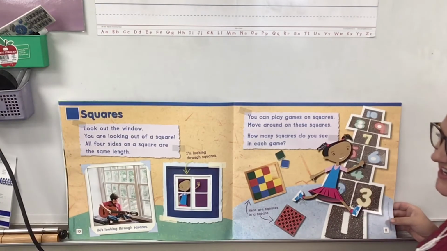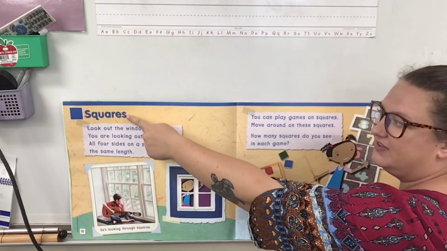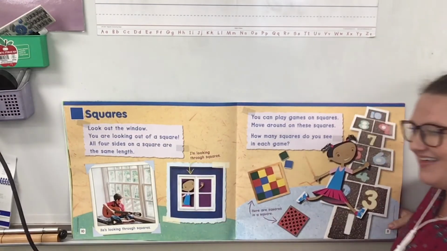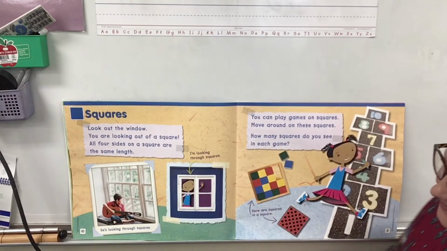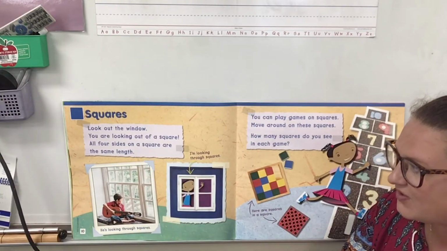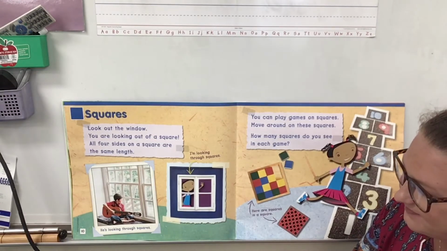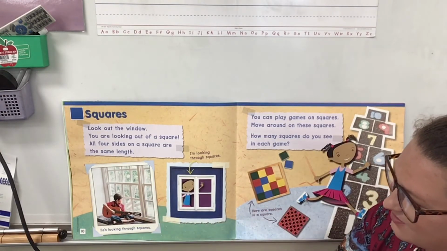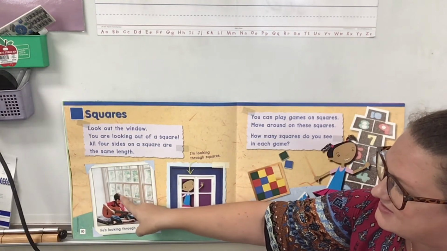So this is a different type of shape. This type of shape is called a square. Let's read the words. Look out the window. You're looking out of a square. All 4 sides on a square are the same length. So on this window, they are all the same size.